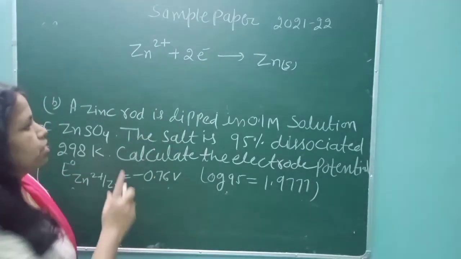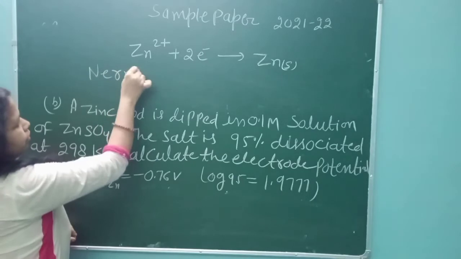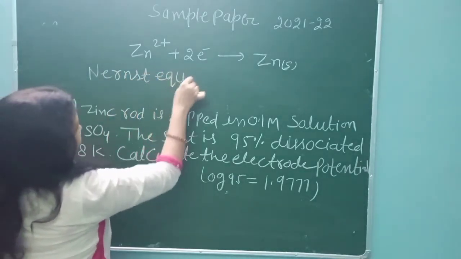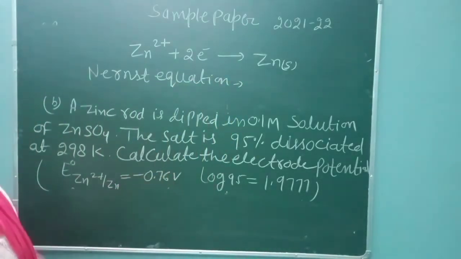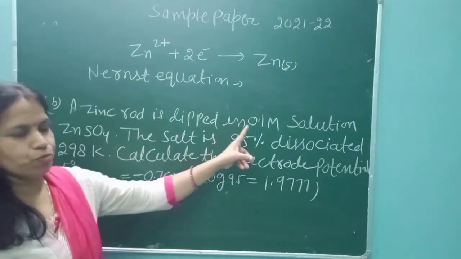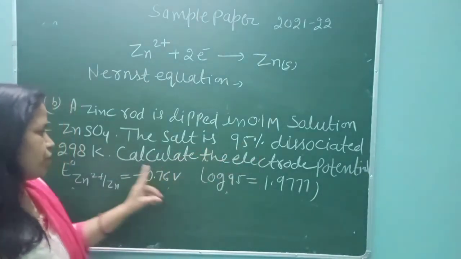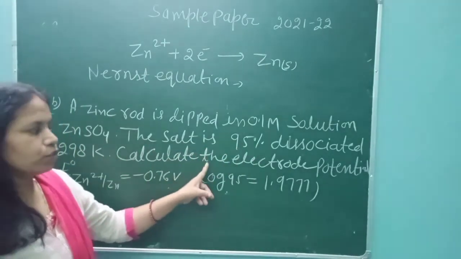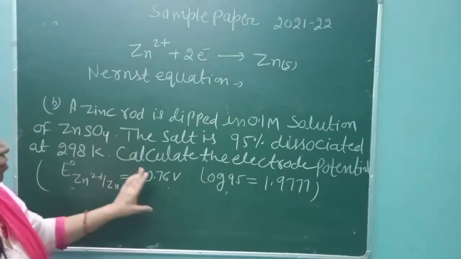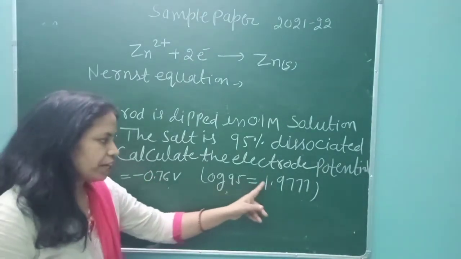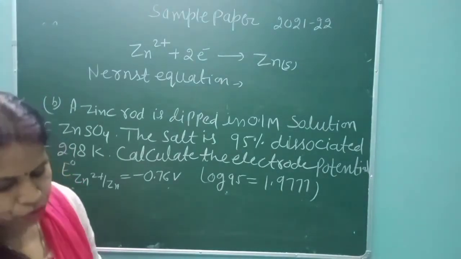So applying the Nernst equation. Now you make the Nernst equation. How will you make it? How to write the Nernst equation? So note down this question. A zinc rod is dipped in 0.1 M solution of ZnSO4. The salt is 95% dissociated at 298 Kelvin temperature. Calculate the electrode potential if the standard electrode potential of zinc is 0.76 volt and log 95 equals 1.977. Let's see, how to solve this question?